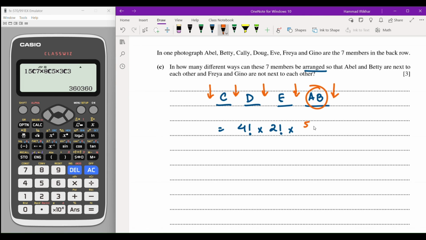So 5P2. So 4 factorial times 2 times 5P2 is equal to 960.